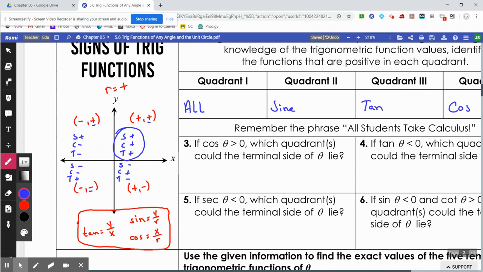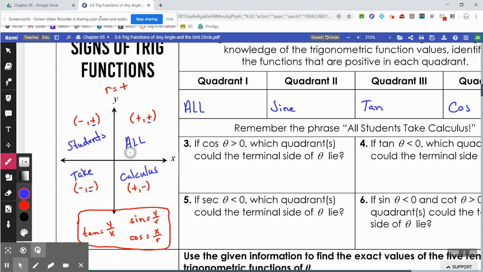Now, there's a good way for remembering this, and this is how I remember it. I remember it as all students take calculus. Starting with the first quadrant and rotating around to your fourth quadrant, all students take calculus. Everything is positive. S stands for sine, T stands for tangent, C stands for cosine. All is positive. Sine, tangent, cosine tells you what is positive where.